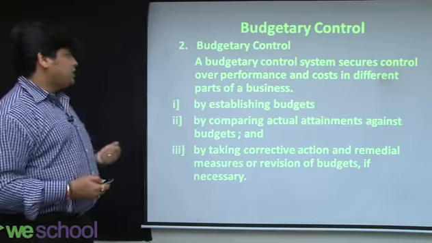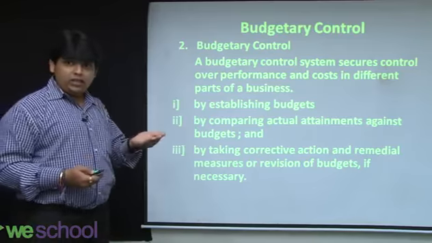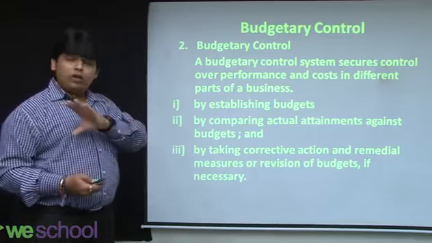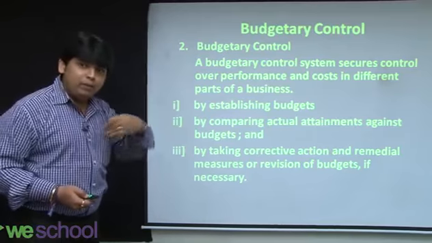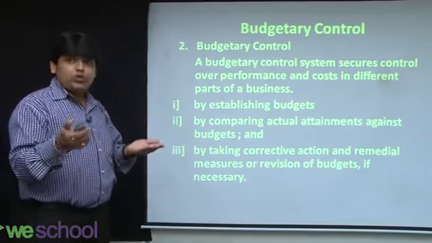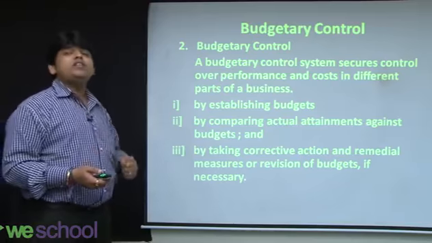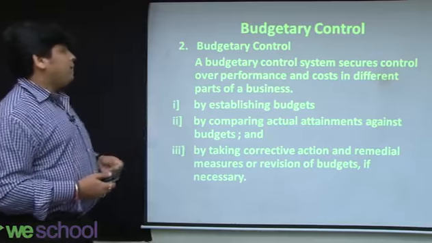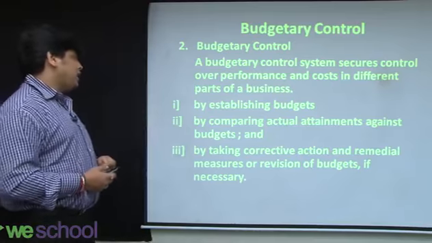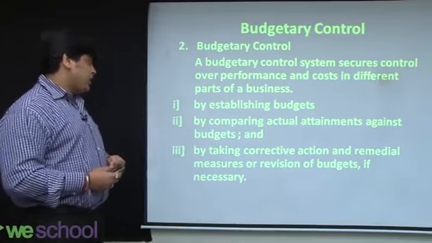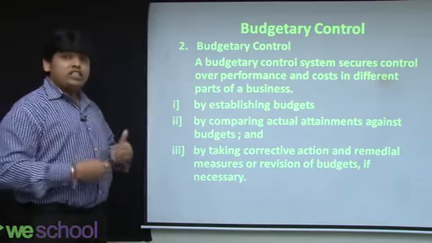By establishing budgets and comparing the actual attainments, every department will make the budget, implement it, and compare the actual performance with the budget. If it is well within the budget, that means we have achieved the target. So by comparing actual attainment against budgets and by taking corrective action and remedial measures, or revision of budgets if necessary.